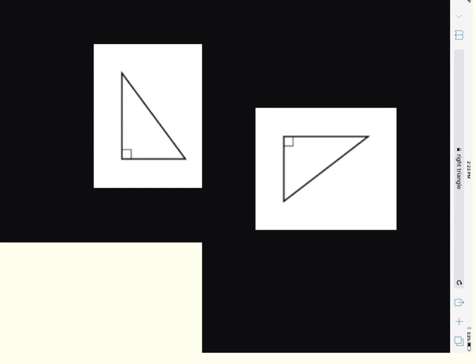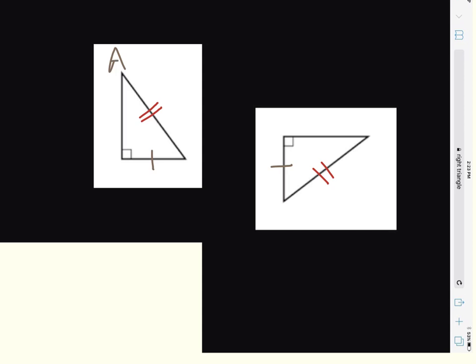Alright, the hypotenuse leg theorem says that if the hypotenuse and a leg of one triangle are congruent to the hypotenuse and leg of another triangle, then the two triangles are congruent. So for example, I have this hypotenuse congruent to that hypotenuse. I have the legs congruent to each other.